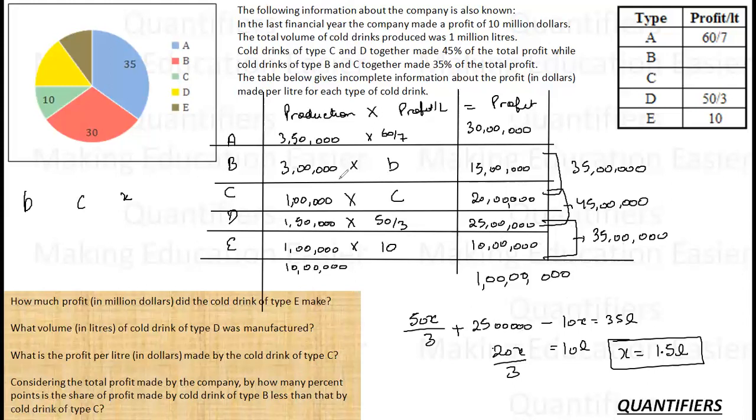If I need to find the value of B, 30 lakh into what is 15 lakh? 3 lakh into what is 15 lakh? 5. 1 lakh into what is 20 lakhs? 20. So I've got all my values. Now let me just say the questions now.